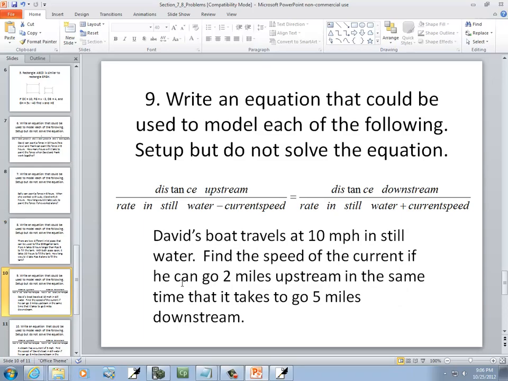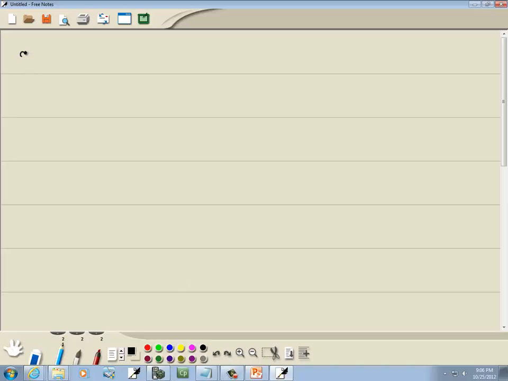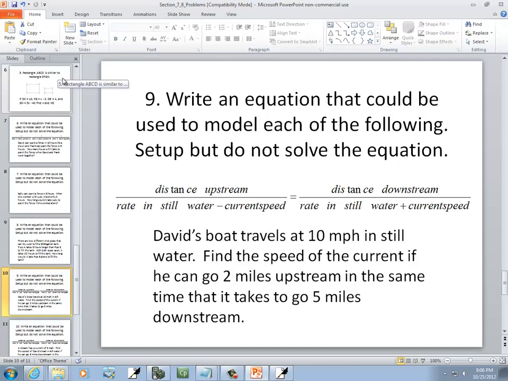Okay, let's look at this one. It says, write an equation that could be used to model each of the following. Set up but do not solve the equation. This is where you're talking about something moving in water, and it's either going upstream or downstream. Now our equation goes like this: the distance upstream over the rate in still water minus current speed is equal to the distance downstream over the rate in still water plus current speed. Now we'll represent current speed as c, I guess.